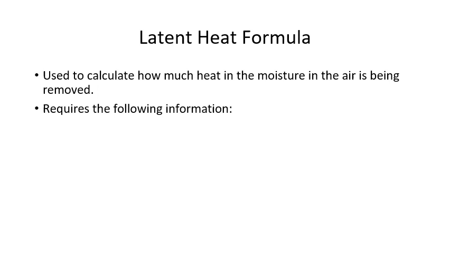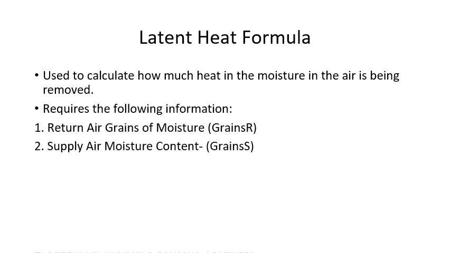In order to calculate latent heat, we're going to need the following information: the grains of moisture in the air in our return side, and our grains of moisture on our supply side. So how many grains are we starting out with before our air passes through the evaporator coil, and how many grains are present after it leaves the evaporator coil? And just like the sensible heat formula, we'll need to know how many CFMs of air we're moving.